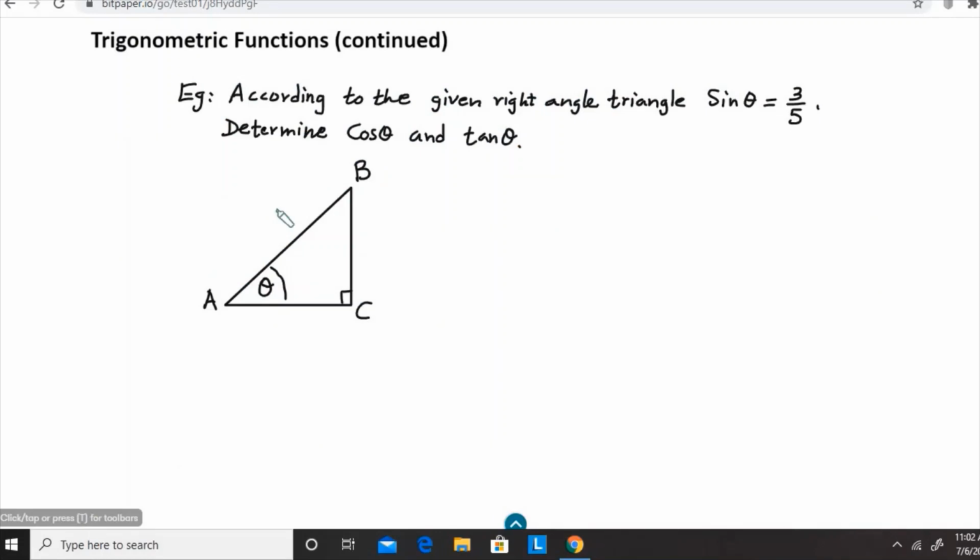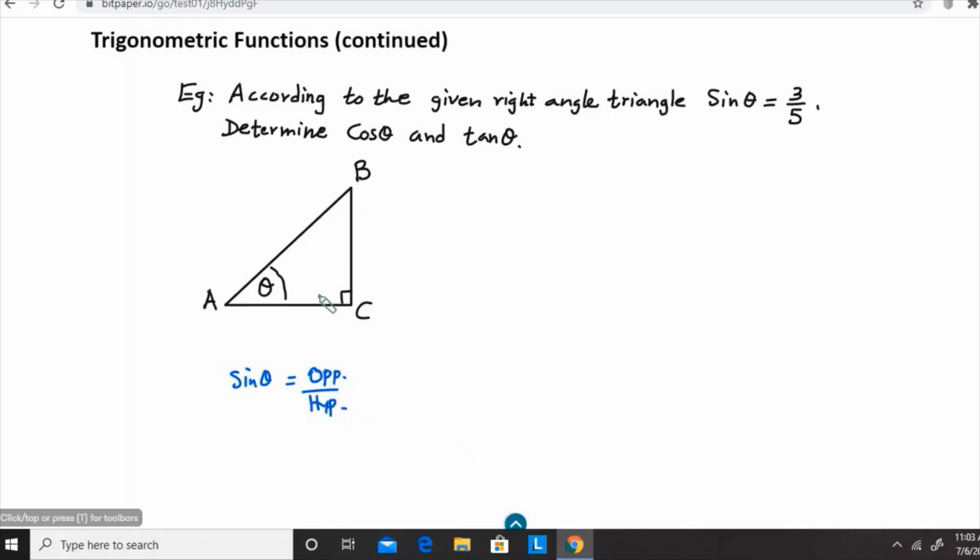Okay, let's wrap up this section by doing two examples. The first example, according to the given right angle triangle, so ABC triangle is right angle triangle, sine theta is 3/5, determine cosine theta and tangent theta. So you are given sine theta as 3/5. So then the first thing that you have to remember is the definition of sine theta, right? So sine theta is what? It's basically the opposite side of the right angle triangle divided by the hypotenuse.